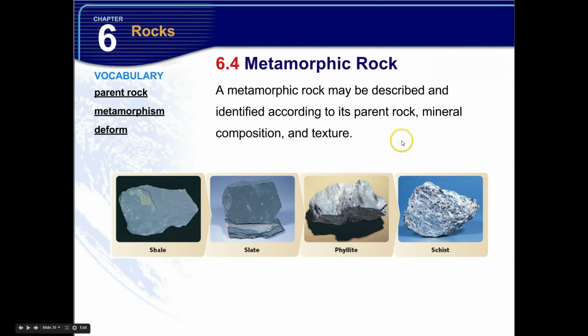Now, metamorphic rock may be described and identified according to its parent rock, mineral composition, and texture. So again, we have shale. The first degree is slate, so fine grain, more compact, and it's hard to see the straight horizontal layers that you would see in shale. They're kind of broken down and start to twist and turn. And then phyllite, you can definitely see it's more compacted. It's hard to see the layers at all, and you have a sheen to it, kind of a luster to it. And then schist, very compact, sometimes even shiny, or the luster is very, very bright.